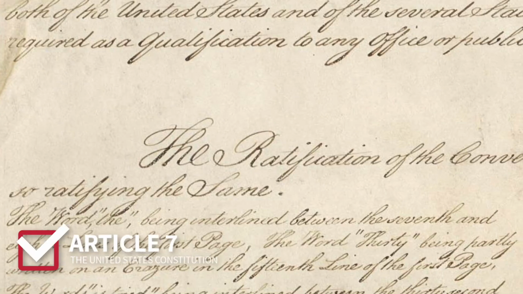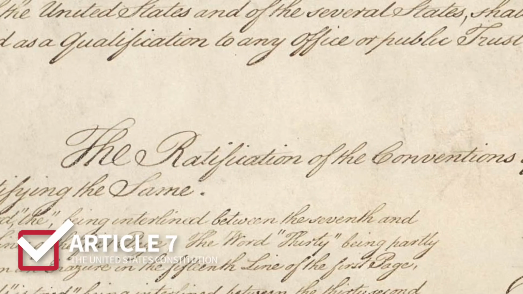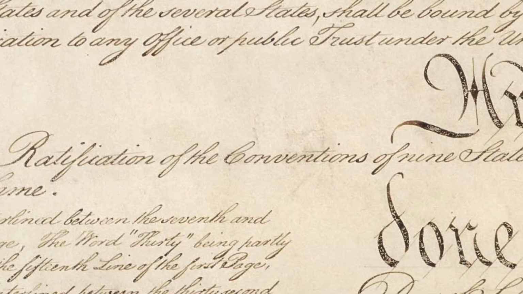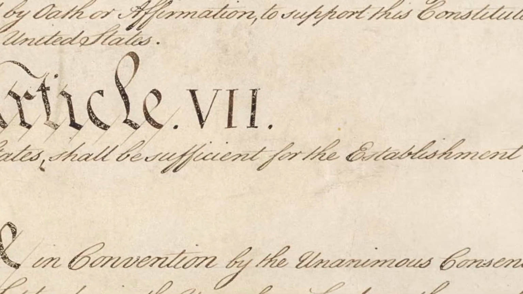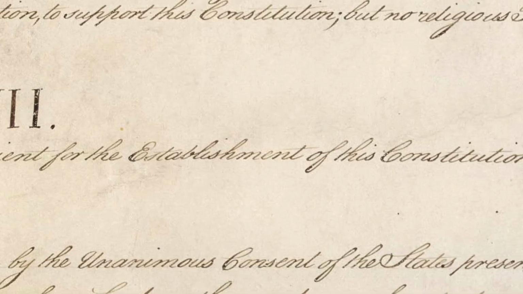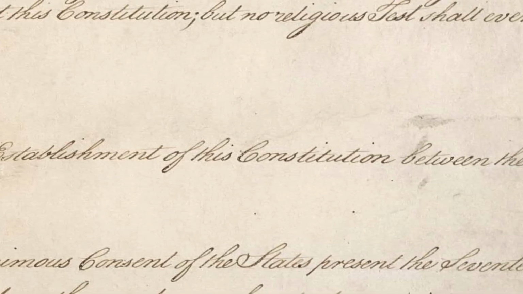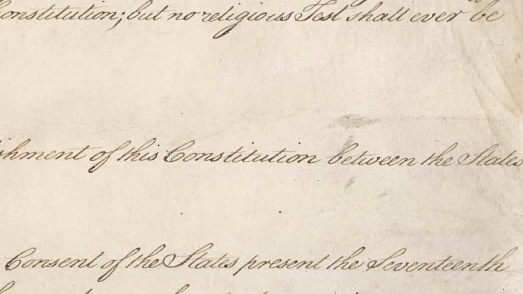Article 7 of the Constitution outlines the ratification process, stating that the Constitution would take effect once it was ratified by 9 of the 13 states through specifically elected state conventions. This method replaced the unanimous consent requirement found in the Articles of Confederation, which made constitutional change nearly impossible.